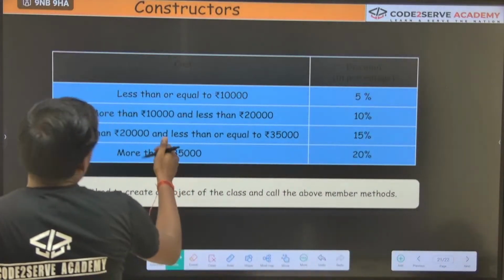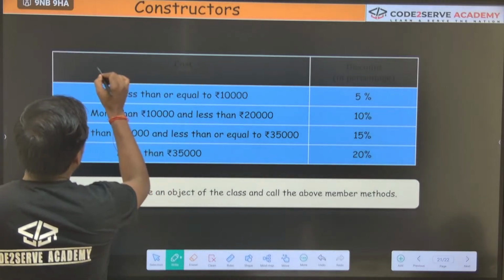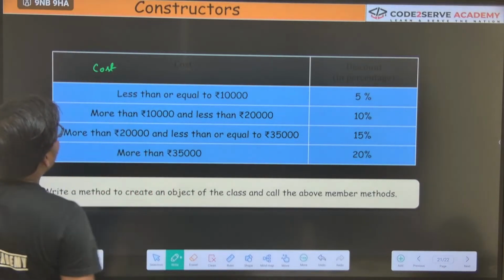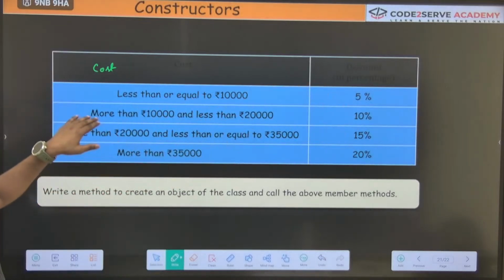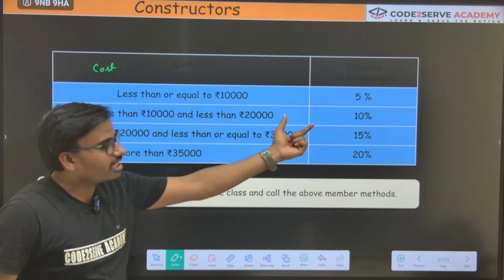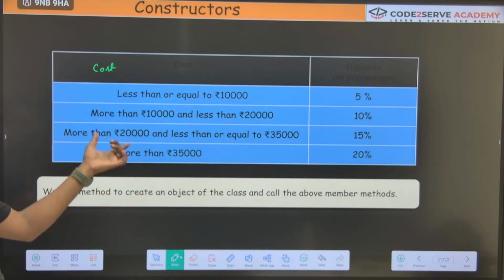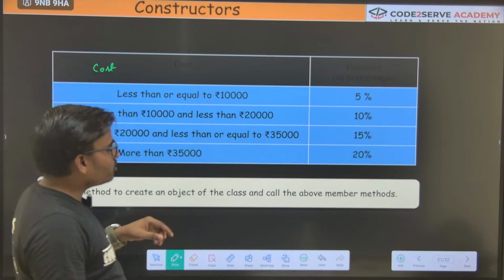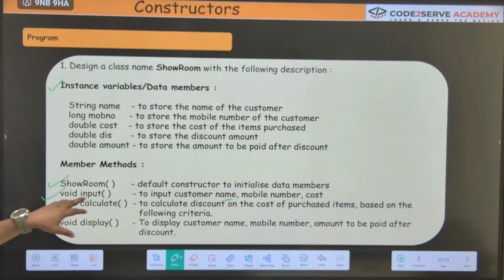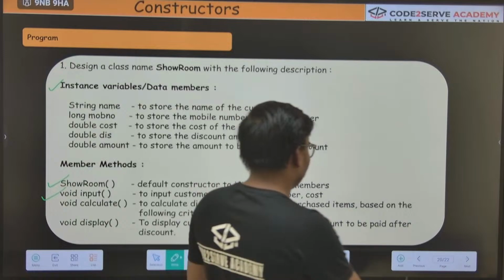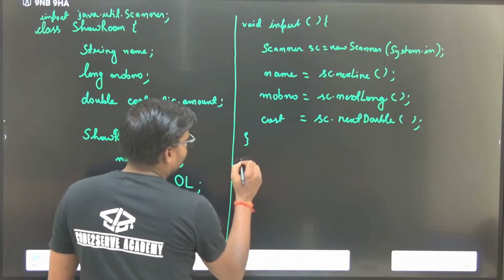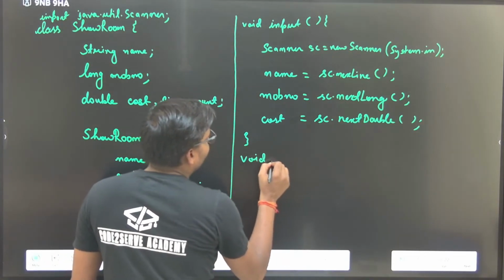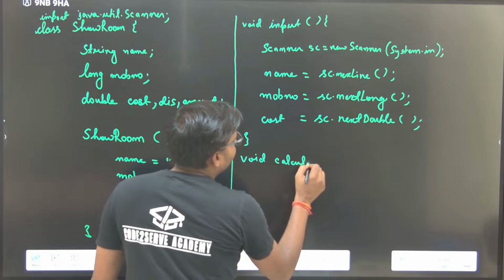If the cost is less than 10,000, then you will get a discount of 5%. If the cost is 10,000 and less than 20,000, then you will get 10%, and similar conditions follow. Next we have to create another method with the name void calculate. So let's create void calculate.